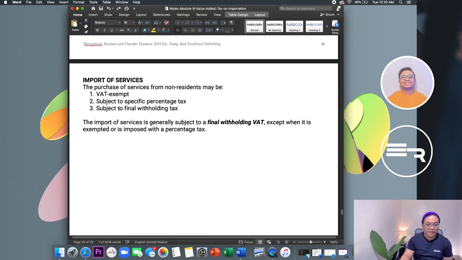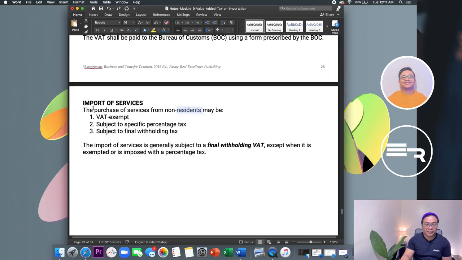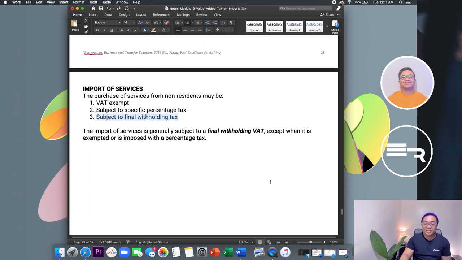Okay? Import of services. Of course, yung tawag doon, di ba input VAT? Pag sa non-residents, tawag doon, final withholding. Pag sa residents, of course, regular ang siya. VAT on importation, which is 12%. Okay. Ito, theory na, no? Purchase of services from non-residents. May be VAT exempt. Subject to specific percentage tax. Subject din sa final withholding tax.